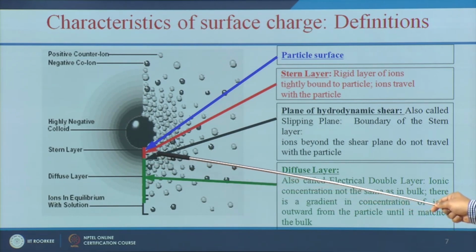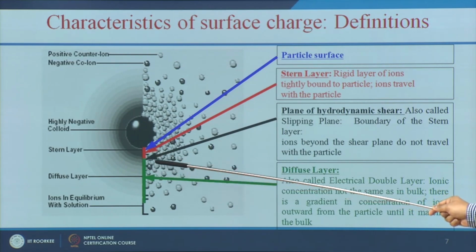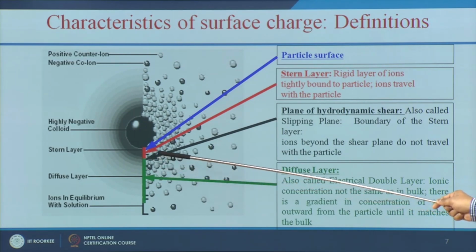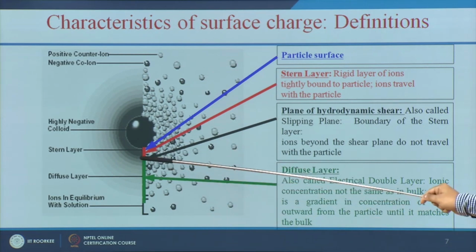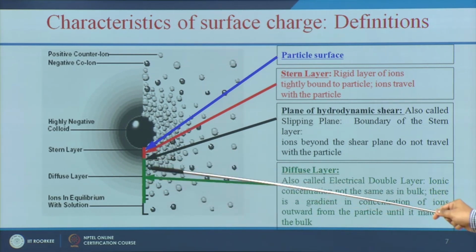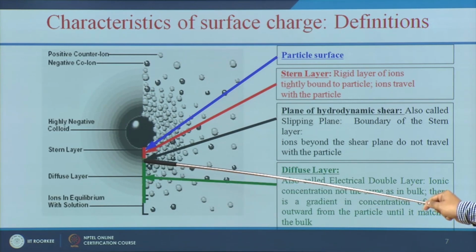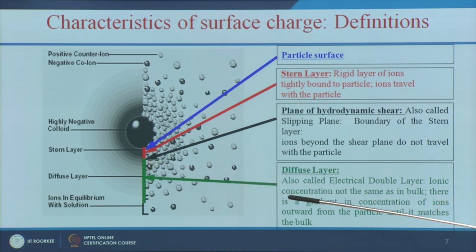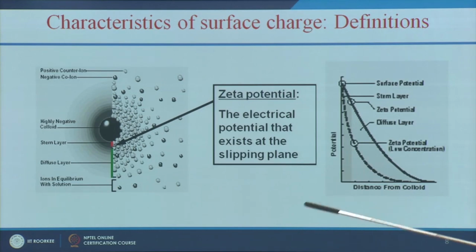This is the boundary of the Stern layer, and ions beyond this shear plane do not travel with the particle. This green color is the diffuse layer, also called the electrical double layer. Here the ionic concentration is not the same as in the bulk, so there is a gradient in concentration of ions outward from the particle until it matches the bulk. So, let us see what zeta potential is.